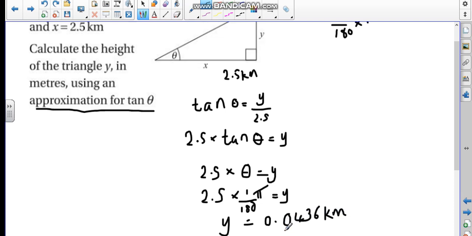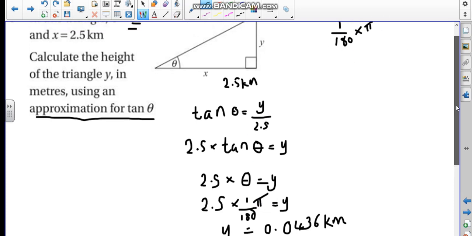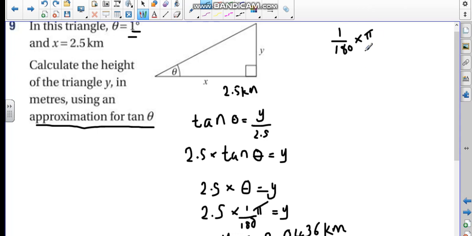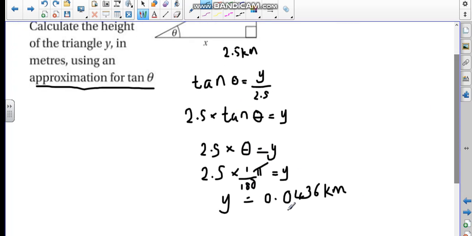Okay. So that looks a really small number, but if you think that this is only 1 degree and this is 2.5 kilometres, 1 degree is going to give you a much smaller height on the triangle. Okay, so key, it has to be in radians, so if you're given an angle in degrees, convert it to radians straight away, store it on your calculator, and then remember your approximations. Tan theta is about theta, so do that substitution. Okay, and then solve your equation from there.